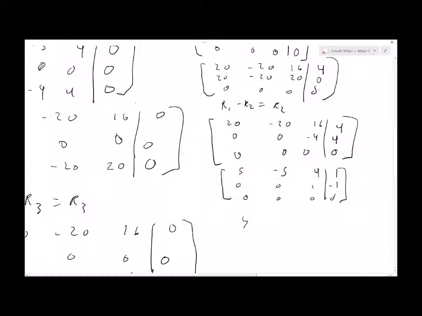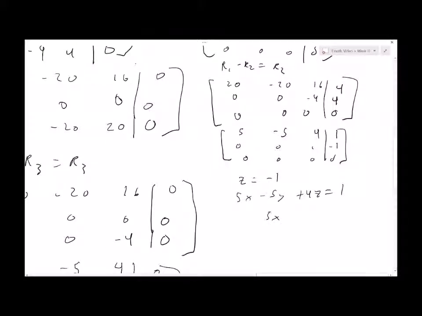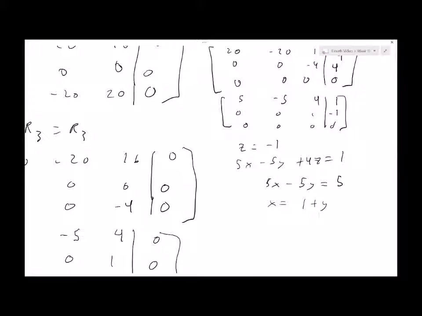So z equals negative 1. 5x minus 5y plus 4z equals 1, or 5x minus 5y equals 5, or x equals 1 plus y. So now we can set y equal to arbitrary. I'm going to set it equal to 1, so then x equals 2.